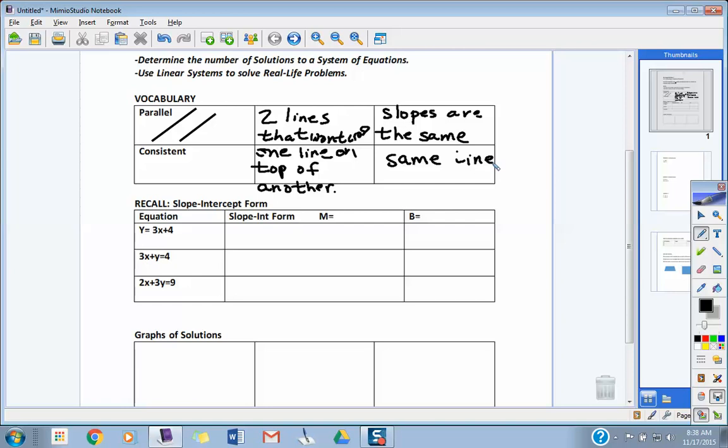So the things that I want you to hear about today are this. If I say parallel lines, how many solutions? No. No shared point, no solution. How about consistent lines? One line right on top of another. No solution or many solutions? Many solutions. So that's kind of the answer to the question, okay? And I've got a table that we'll put down there to fill that information in. But understand what parallel lines are and understand what consistent lines are, okay?